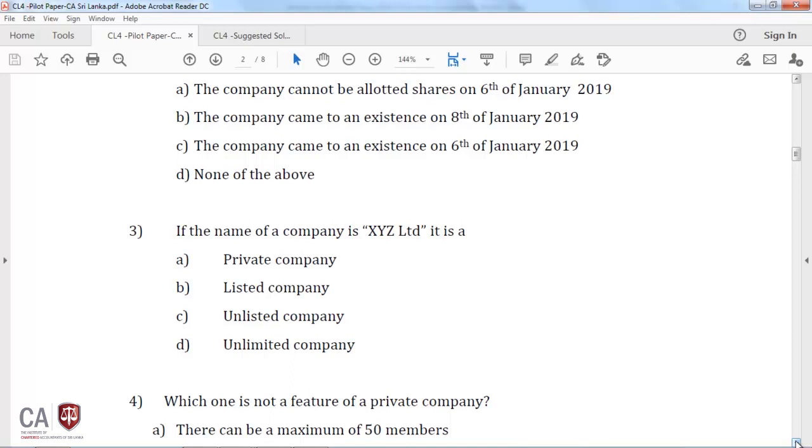Then, if the company is a limited liability company, then you must include the term limited, because the liability of this company is limited. It could be limited by shares or limited by guarantee, as you know. If XYZ is a private company, then the name and style of that company would be XYZ Private Limited. If XYZ is a listed company, then XYZ PLC or Public Limited Company.